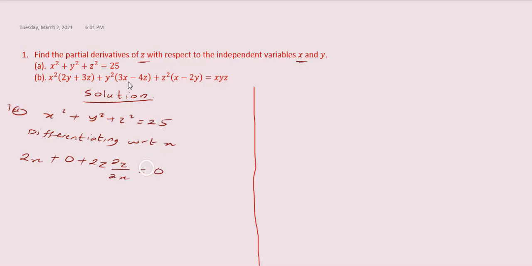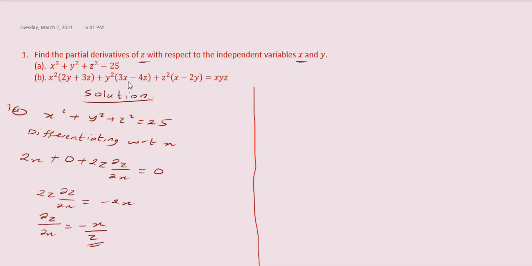Whenever you differentiate a constant, the answer is 0. So this y as well is like a constant here because I'm only concerned with z and x. So I'll bring 2x to the other side so that I will have 2z dz dx to be equal to minus 2x. Divide both sides by 2z. At the end of the day, you get dz dx to be equal to minus x over z. So I'm done with the first example.